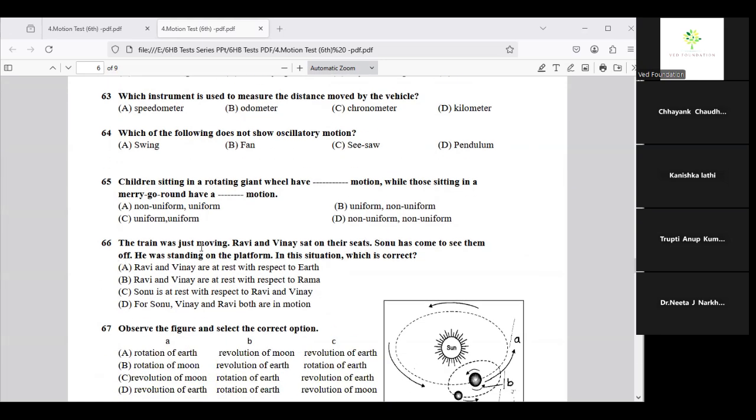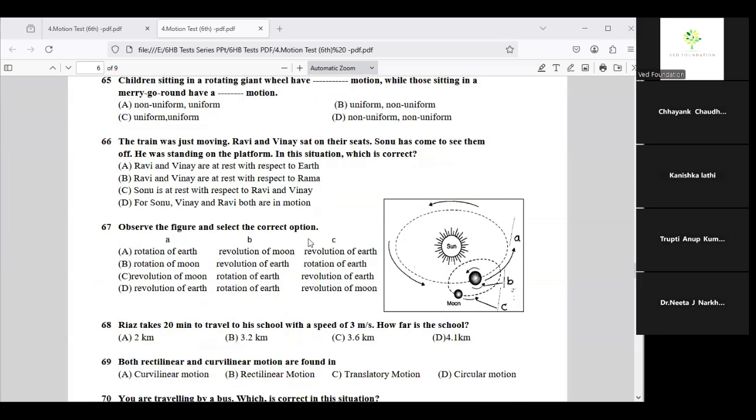66. The train was just moving. Ravi and Vinay sat on their seats. Sonu has come to see them off. He was standing on the platform. In this situation, which statement is correct? A. Ravi and Vinay are at rest with respect to the earth. B. Ravi and Vinay are at rest with respect to Rama. C. Sonu is at rest with respect to Ravi and Vinay. And D. For Sonu, Vinay and Ravi both are in motion. So correct answer is option D.